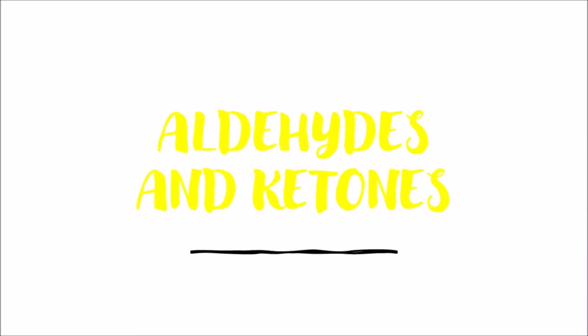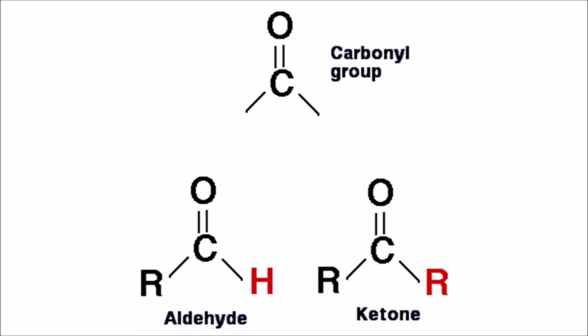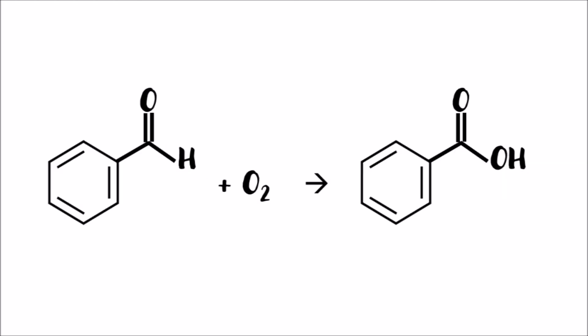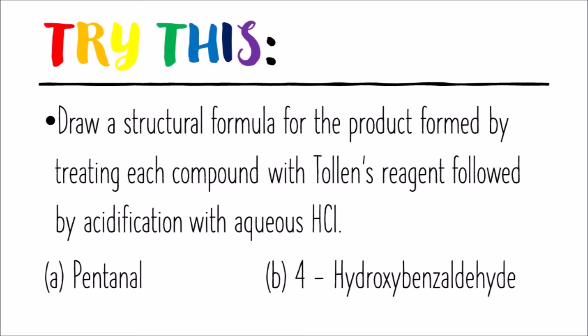Then we have aldehydes and ketones. This diagram shows their differences in structure. Now let's have the different reactions. Oxidation. Aldehydes are oxidized to carboxylic acids by a variety of oxidizing agents including potassium dichromate, as shown in the equation below. Aldehydes are also oxidized to carboxylic acids by the oxygen in the air, as given in the equation. Now pause the video and try solving these problems.